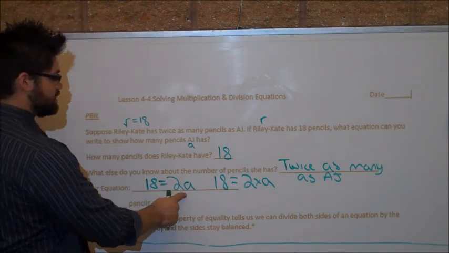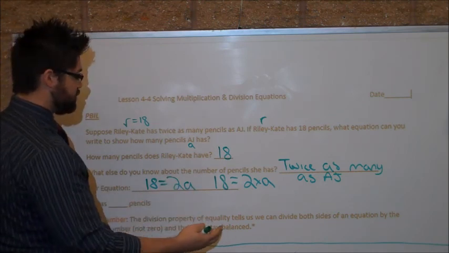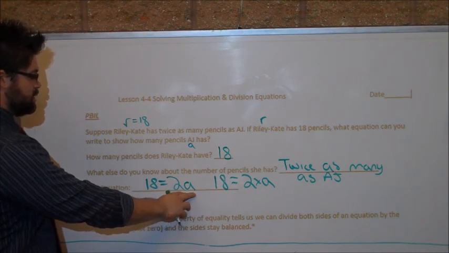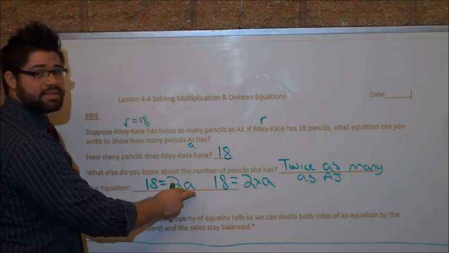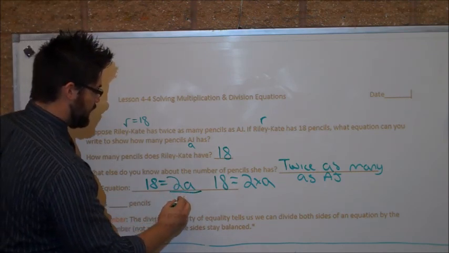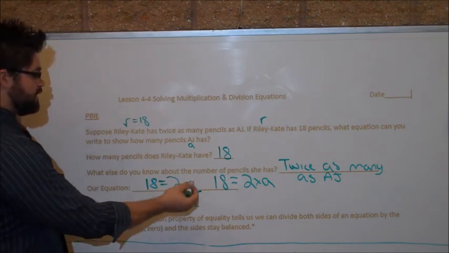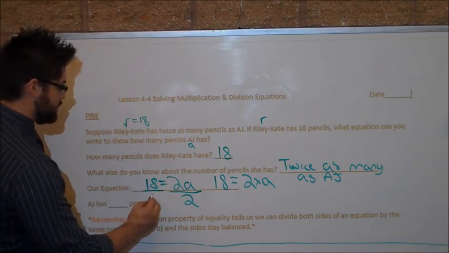So here, next to the variable, we have 2 times A. The opposite, or the inverse, would be to divide. But we're not going to divide by A, because we don't want to get A over here. That would just keep moving A back and forth. We want A by itself. So to get A by itself, we're going to have to divide by 2. And when we divide by 2 on one side, just like this property we said, that means we're going to have to do it to the other side.